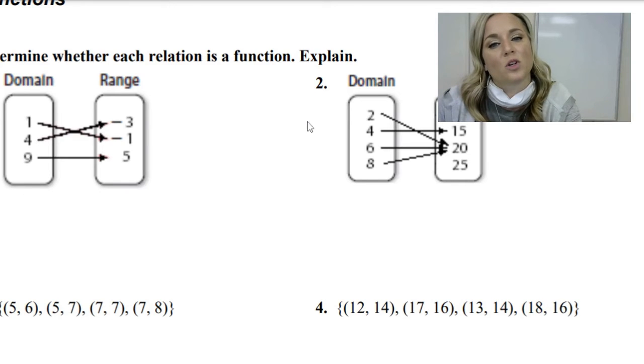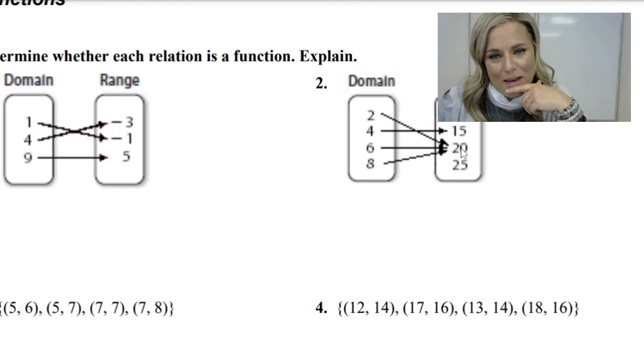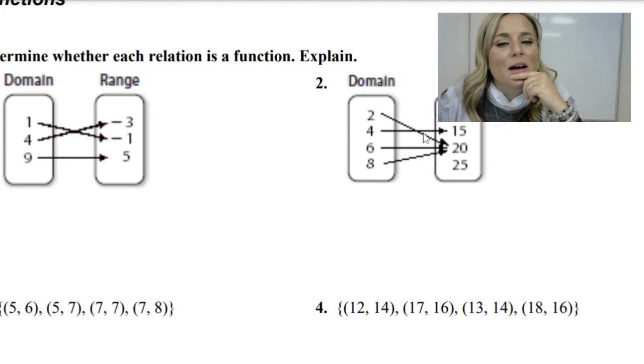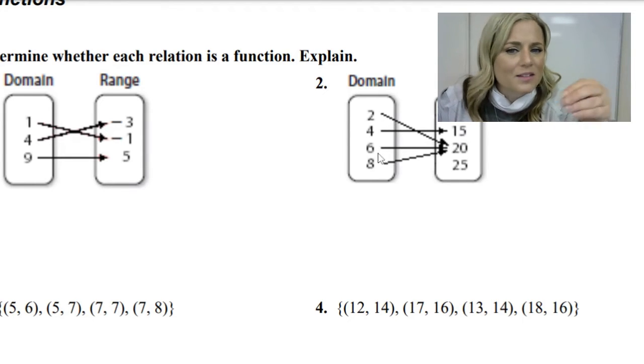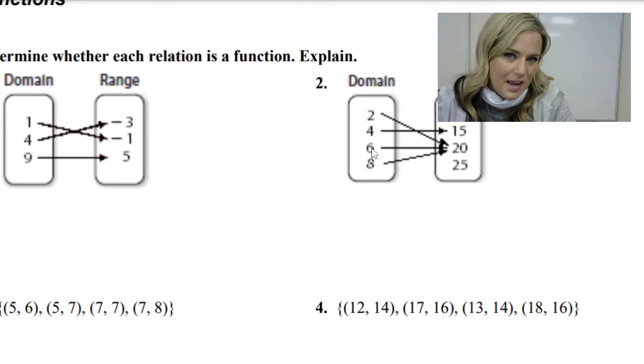So let's look at number 2. All right, so I have my x right here, 2, is paired with 20. Okay, my 4 right here is paired with 15. And my 6 is paired with 20, and then 8 is paired with 20. So none of my x's are repeating. They're all 2, 4, 6, 8.